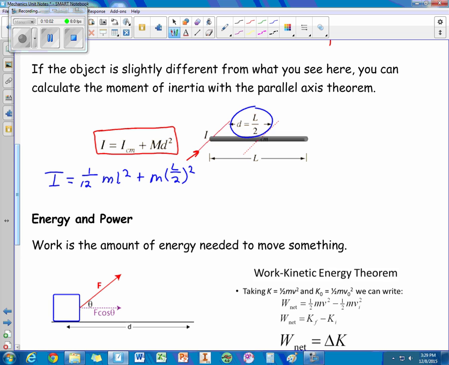We'd want to square that. So that would equal 1/12 ml squared plus m times L squared over 4. So I could rewrite this actually to be 1/4 ml squared. 1/12 plus 1/4 is 1/3. And that's what we had written above. So this is the parallel axis theorem, and we could try to find what the moment of inertia is if we rotated it at this point. We could do that. We just have to know what d is.